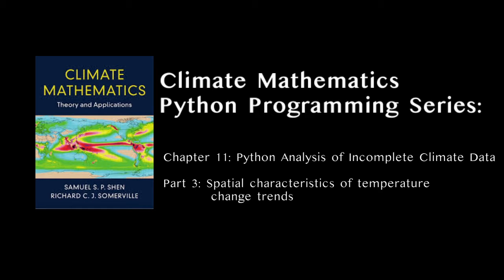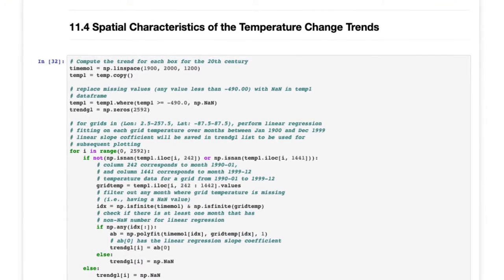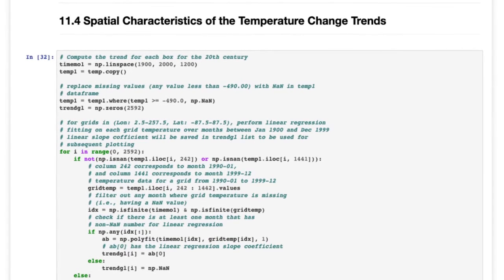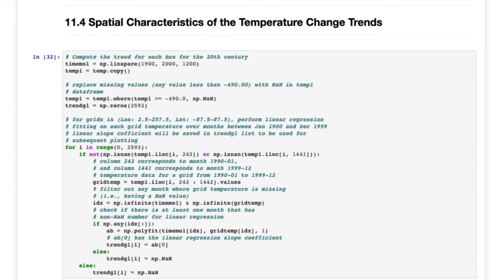Welcome to the Python Programming Tutorial Series for Climate Mathematics Theory and Applications, Chapter 11, Python Analysis of Incomplete Data, Part 3. In this video, we will examine spatial characteristics of temperature change trends. Let's begin with Section 11.4, Spatial Characteristics of the Temperature Change Trends.